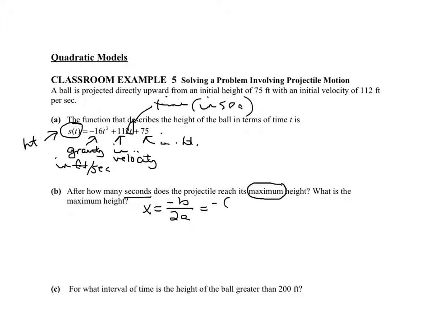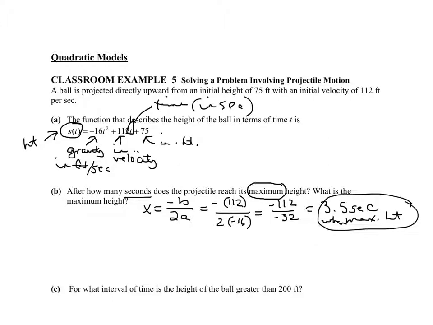So let's plug in. If I go back to this equation, the b value is 112. The a value was negative 16. So if I clean this up, I end up with negative 112 over negative 32, and if you use your calculator, you discover that at 3.5 seconds, that is the maximum height. So it takes 3.5 seconds to get to the maximum height.